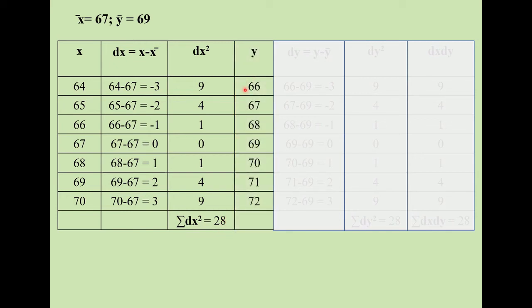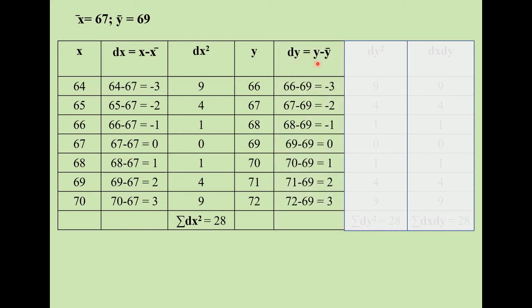Now write down the values of y in this column. Now find out dy by y minus y bar, and y bar is 69. So 66 minus 69 is minus 3, 67 minus 69 is minus 2, 68 minus 69 is minus 1, 69 minus 69 is 0, 70 minus 69 is 1, 71 minus 69 is 2 and 72 minus 69 is 3.